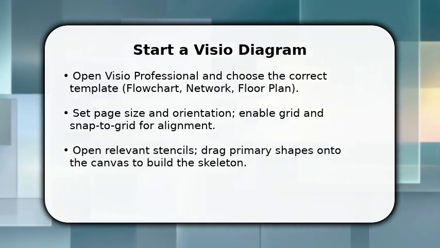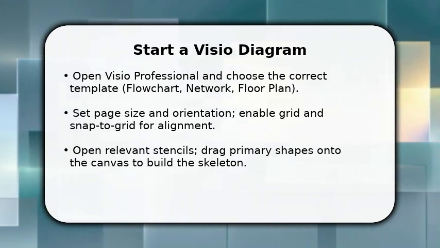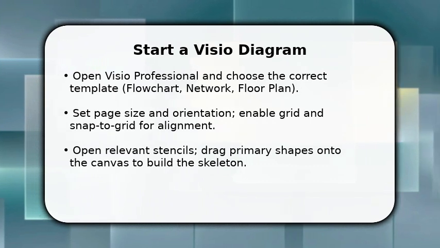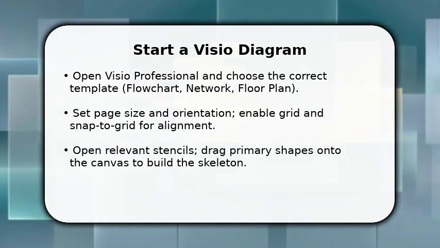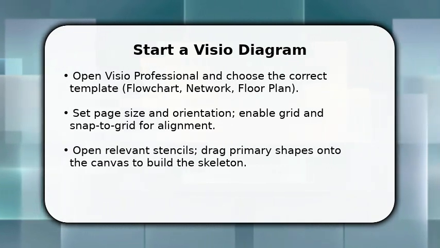so shapes align predictably. Then open the stencil pane and drag core shapes onto the canvas to establish the skeleton of your diagram. As you place shapes, use the Quick Connect arrows to create initial links. This gets the structure ready for detailed work.